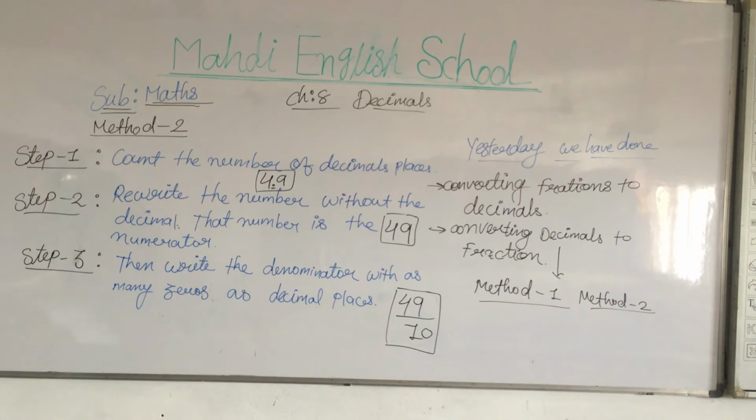Then we will move on to step number 3. So what is step number 3 here? Then write the denominator. Good, my dear students, I hope you all understood. And the answer is 49 upon 10.